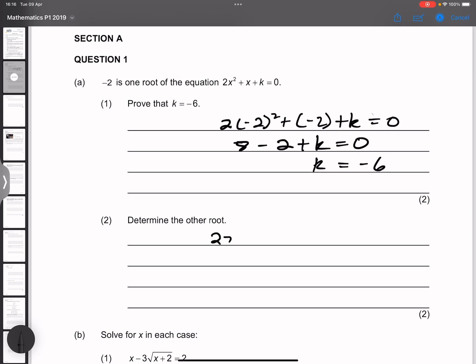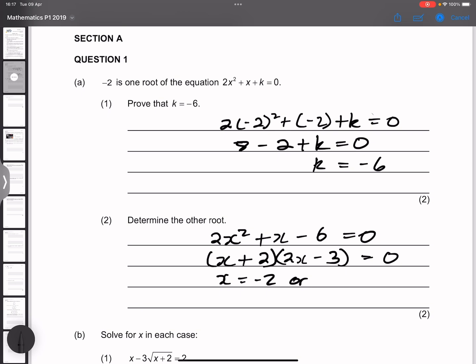So 2x squared plus x minus 6 is equal to 0. Now we already know that minus 2 is a root, isn't it? So that means that one of the brackets will be x plus 2. So what will be the other one? In this case, it should be 2x, and of course, you can see how that will be negative 3. So that's if we factorize it. So we've got x is equal to negative 2, the one that we were given, but the other one is x is 3 over 2. So this is the other root.